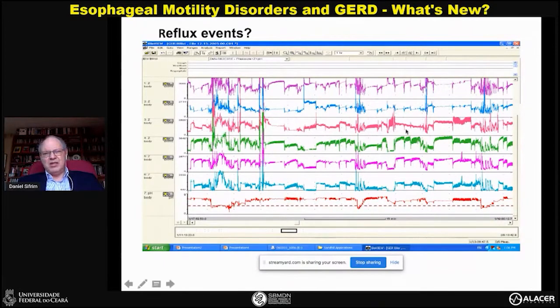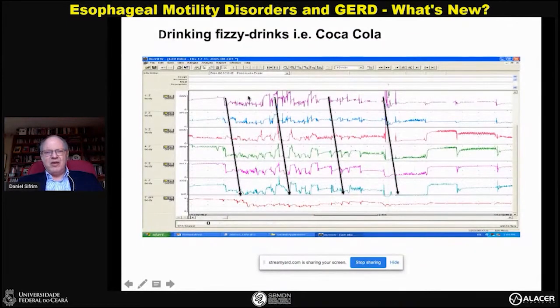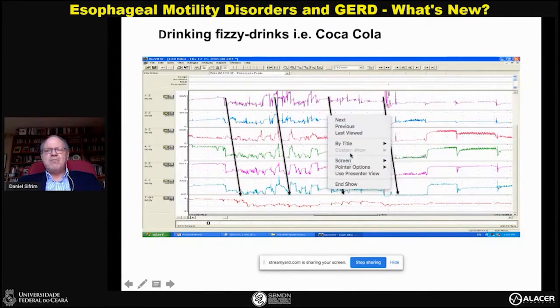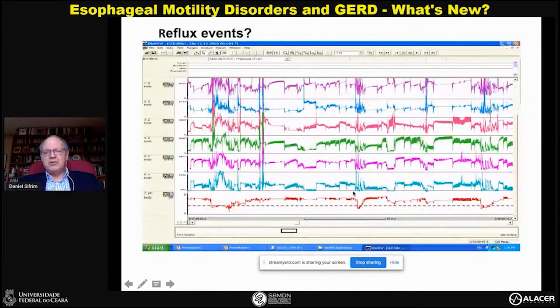But what is this? When we expand one of these episodes, we see that there is a continuous drinking of liquid containing gas. In this case, that is a fizzy drink, Coca-Cola. So in fact, the patient was drinking Coca-Cola, and that provoked these pH drops.